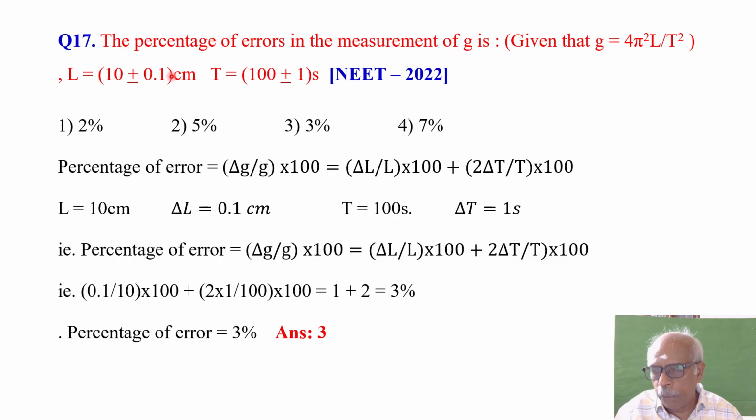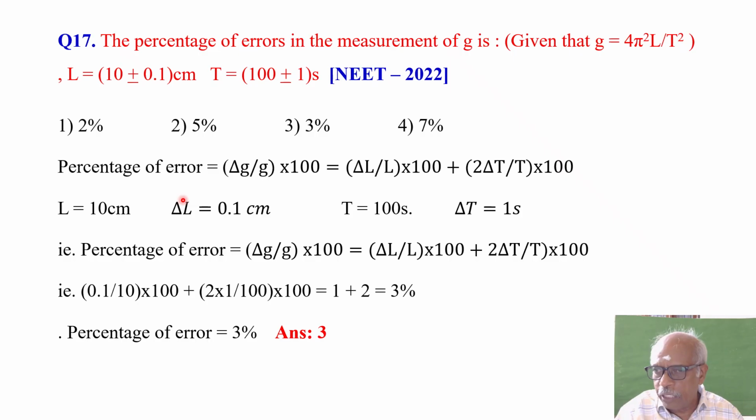Plus or minus 0.1 is the error in the measurement of length, and T is equal to 100 plus or minus 1 seconds. So the error in the measurement of time is plus or minus 1 second. So these are all the four options given to you: 2%, 5%, 3%, 7%. How to find it, sir?